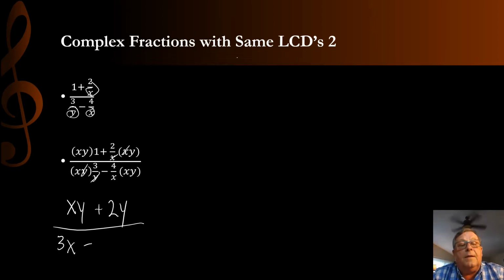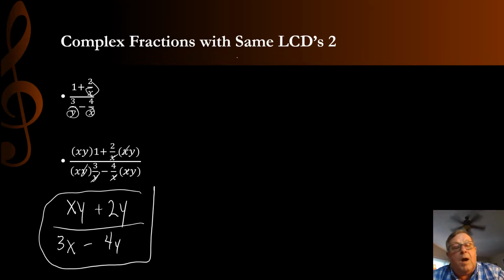minus, and then we've got 4 over x times xy. Well, our x's are going to cancel, and negative 4 times y is negative 4y. And so simplifying this complex fraction, it simplifies to xy plus 2y over 3x minus 4y. And we have simplified that. Now, let's look at another one.